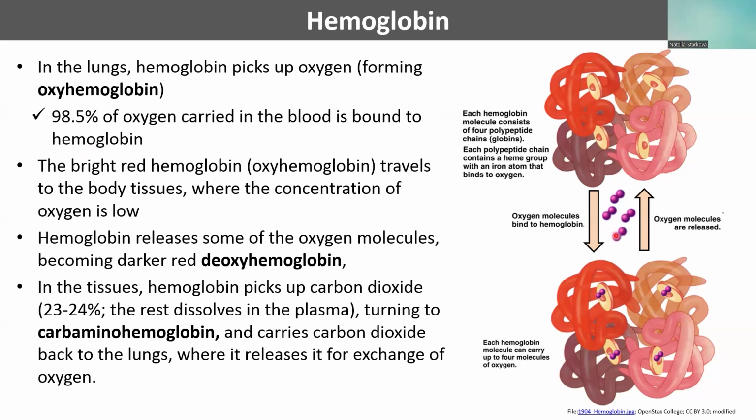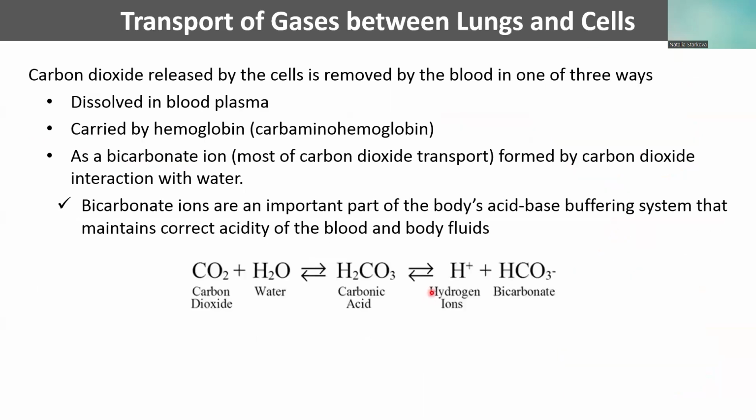Some of it picks up carbon dioxide and carries it back to the lungs. But mostly carbon dioxide directly dissolves in blood plasma, in the liquid part of the blood. And also in the plasma, it interacts with the water and turns into this substance. It's called bicarbonate. And this bicarbonate is very important for the regulation of blood acidity. So the respiratory system is not only involved in cellular respiration, but also regulates the blood acidity.